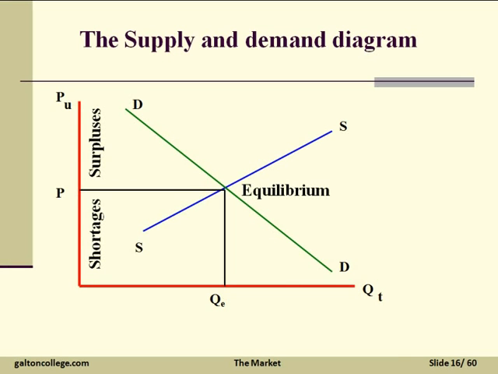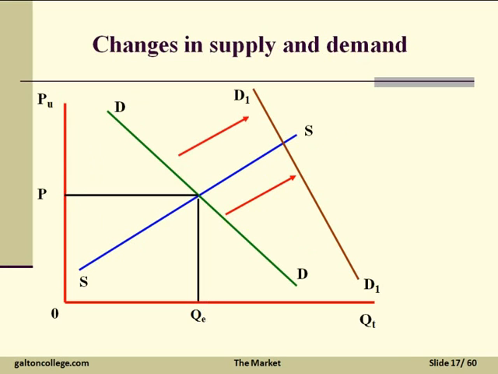Now, let's see what happens if the demand curve was to shift outwards. This could happen because, for example, income has increased, so people have more income to spend on the good, or because tastes have moved in favour of the good, people want more of it, it's more fashionable. So for whatever reason, the demand curve has moved, in this case, out to the right, out to D1.